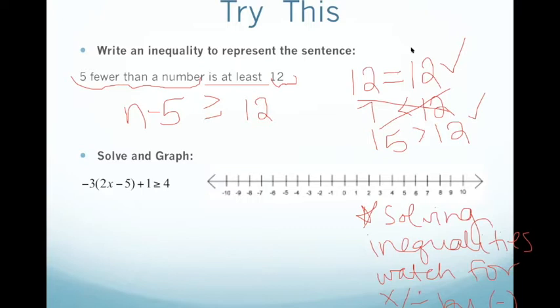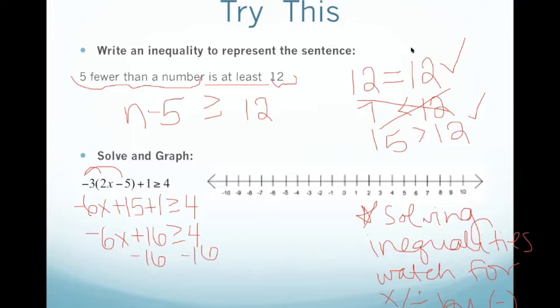Again, following order of operations, exactly the same as we would for an equation. Let's go ahead and distribute that -3. So we have -6x. -3 times -5 becomes +15, plus 1 is greater than or equal to 4. Collecting my like terms, -6x plus 16 is greater than or equal to 4. We want to solve for x, so let's subtract the 16 from both sides. Make sure that when you're subtracting or adding the number to both sides, you're double checking that it makes 0. So I had a +16 and a -16, it canceled out to 0.